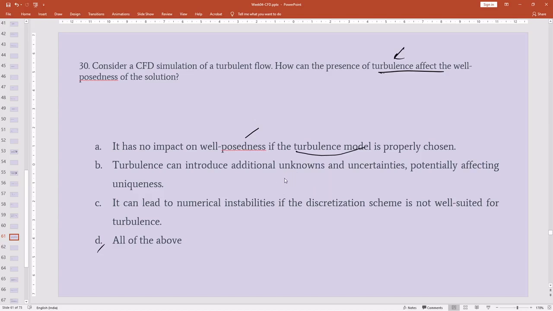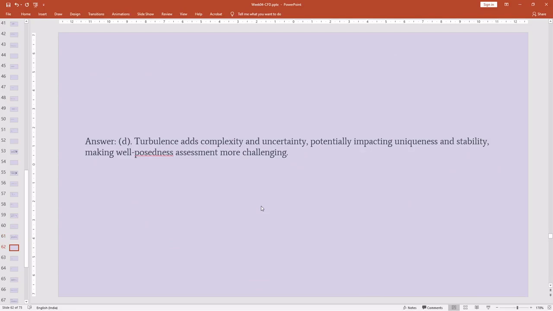And also, it is true that turbulence can introduce uncertainties and create complexities. It can also create numerical instabilities if the discretization scheme is not suited for the turbulence. So option D is our answer.